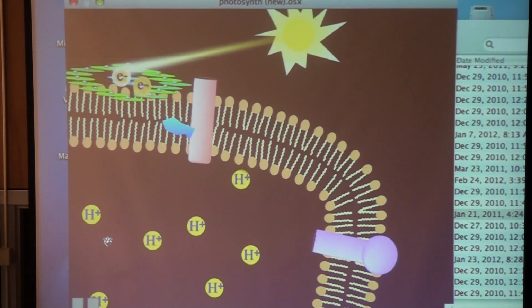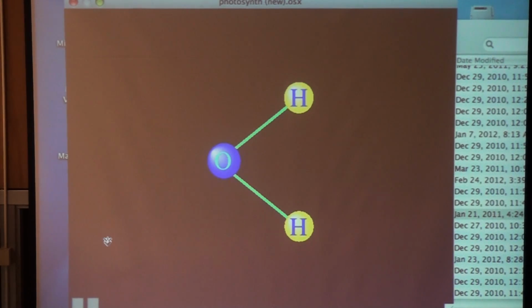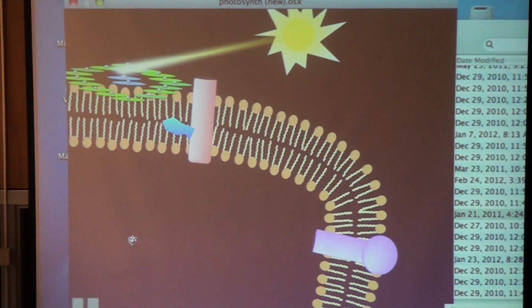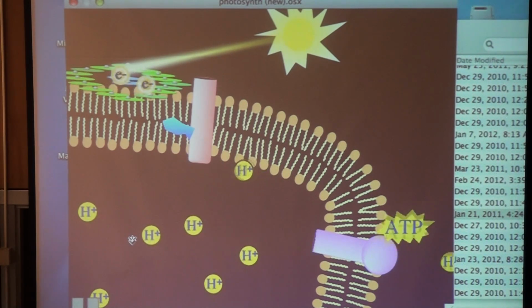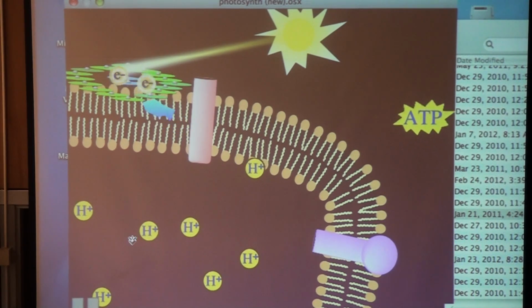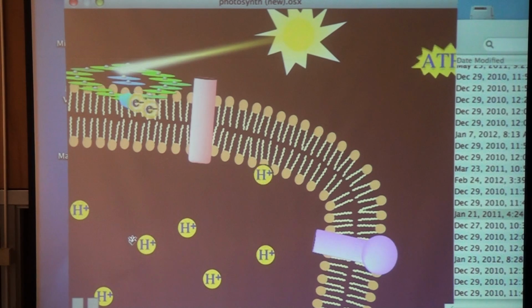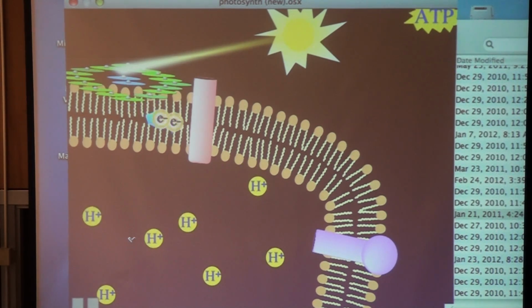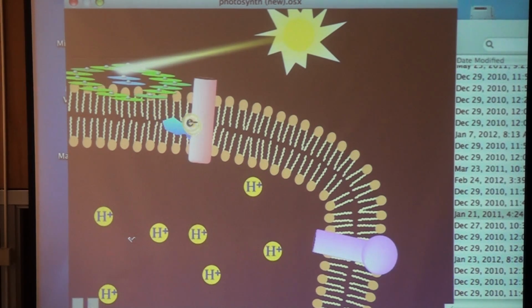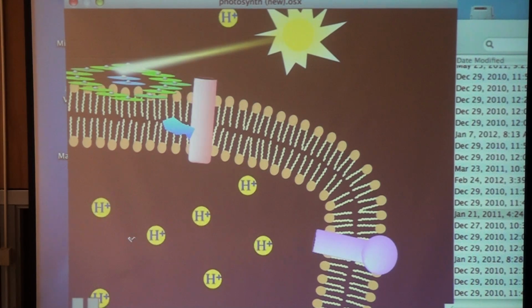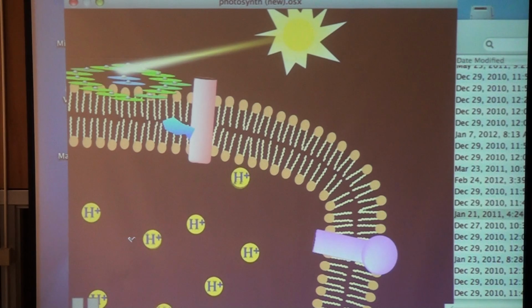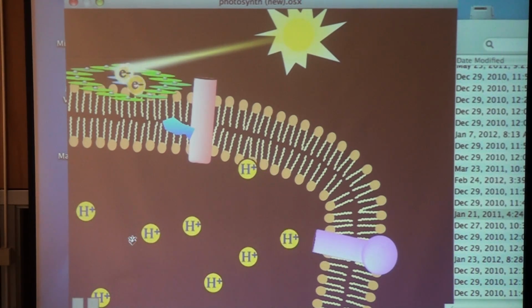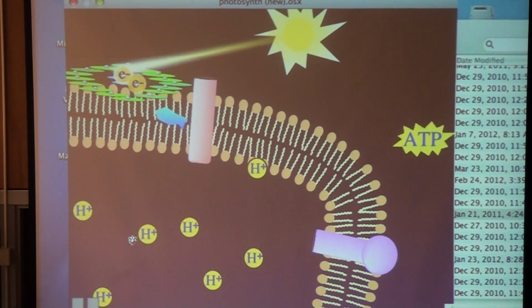And I think we'll see that here when I click this. Oh, it's not. Go back. Watch this. Ooh, there we go. Every time a hydrogen ion comes zipping on through, it generates an ATP. Let's watch it one more time. In, and another ATP. Pretty cool.